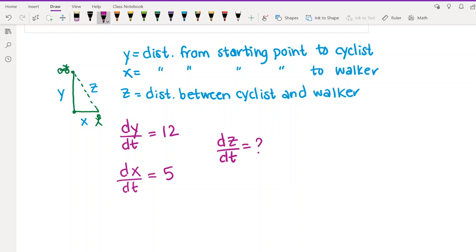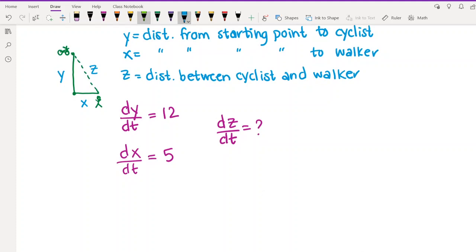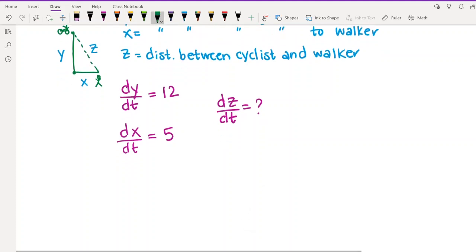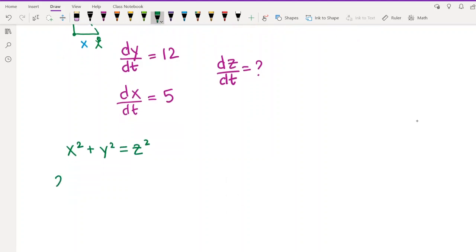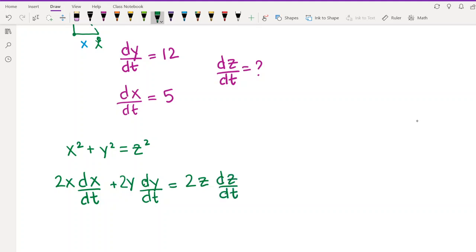Okay, so next up, we're going to write an equation relating the quantities in the question. So we have x, y, and z, and so that means we can use the Pythagorean theorem. So x squared plus y squared is equal to z squared. And then we can take the derivative. So we get 2x dx/dt plus 2y dy/dt is equal to 2z dz/dt. So now we can start plugging some stuff in. We know what dx/dt, dy/dt are. We're trying to find dz/dt. Now we need to plug in some stuff for x, y, and z.